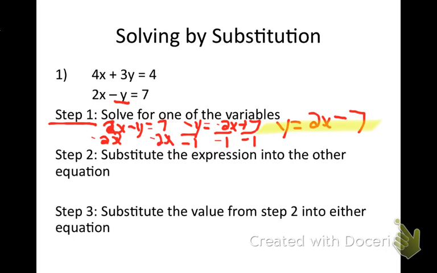Now step 2 says substitute the expression into the other equation. What does y equal here, Colin? Y equals what? In the one that's highlighted there, what's y equal?